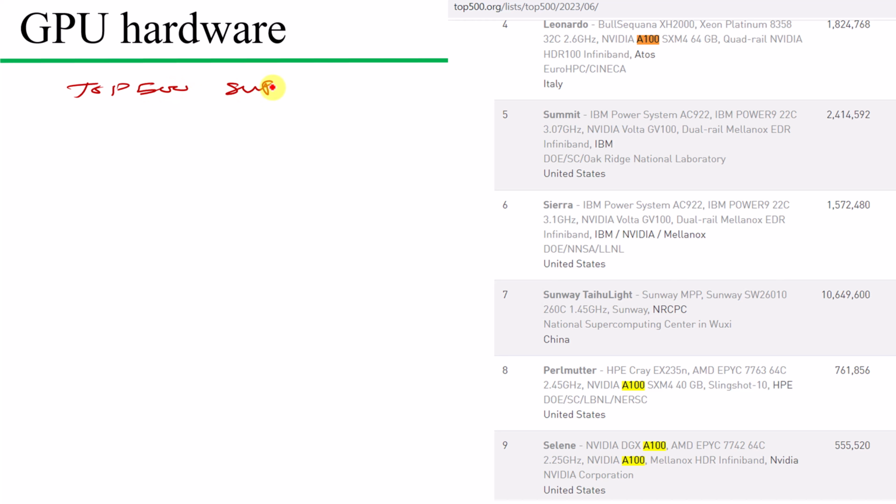You can find this list on a website called Top500. This website provides detailed information about the world's leading supercomputers. As we see here in this picture, the A100 GPU exists in 3 of the top 10 supercomputers. Specifically, it is integrated into the 4th ranked supercomputer known as the Leonardo supercomputer, as well as the supercomputers ranked at number 8 and number 9.